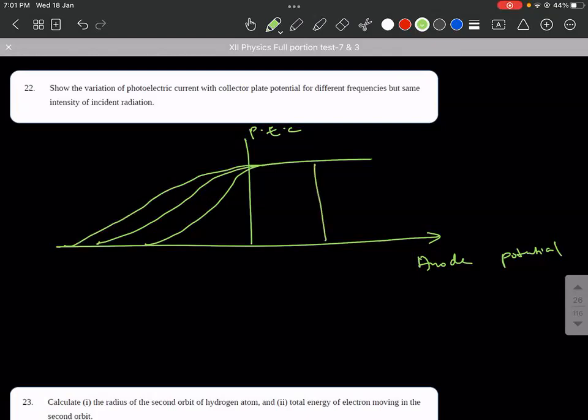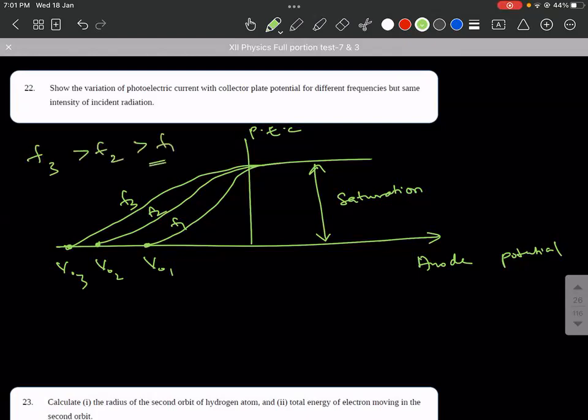What is this current called? Saturation current. Correct. And what is this value called? Stopping potential. So V01, V02, V03. If I take this as F1, F2, and F3, what is the relation between the frequencies? F3 is greater than F2, F2 is greater than F1, because they have more amount of kinetic energy, right?